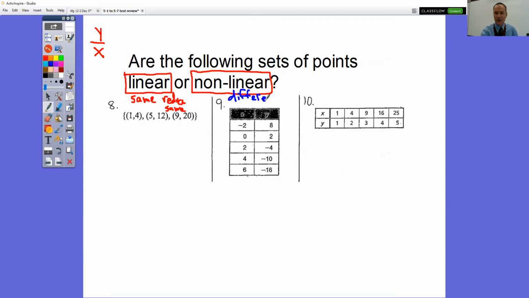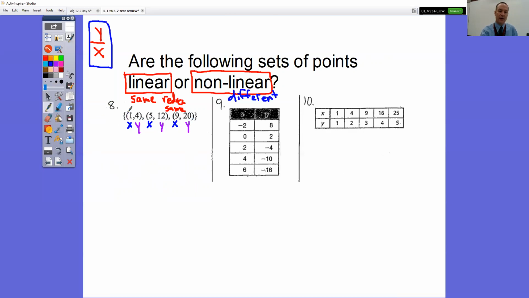So you have to figure out your change in y over your change in x. Remember, you need to go from x to x to x to x, y to y to y to y, then do your change in y over your change in x. Let me help you out on this first one. Remember, all points are written x comma y. So 1, 5, and 9 are your x's. 4, 12, and 20 are your y's.